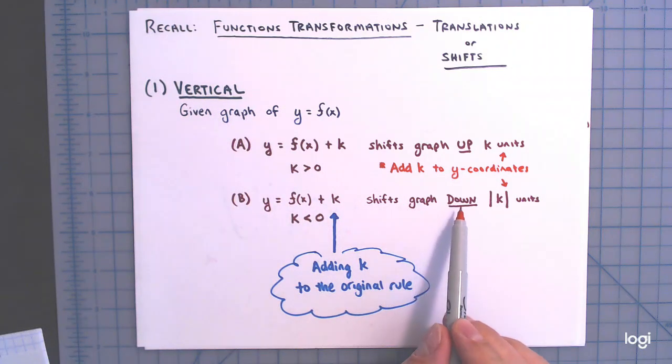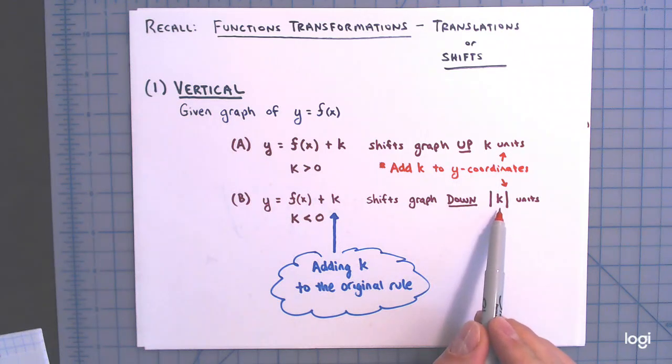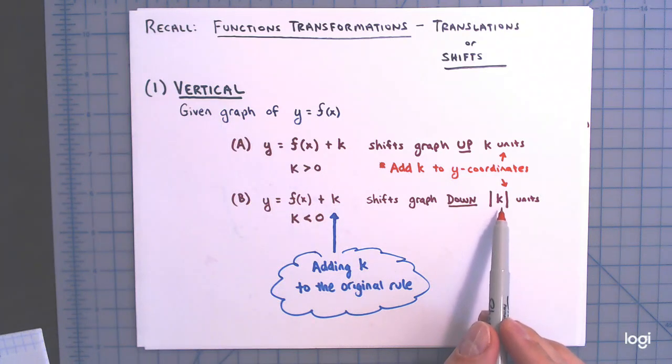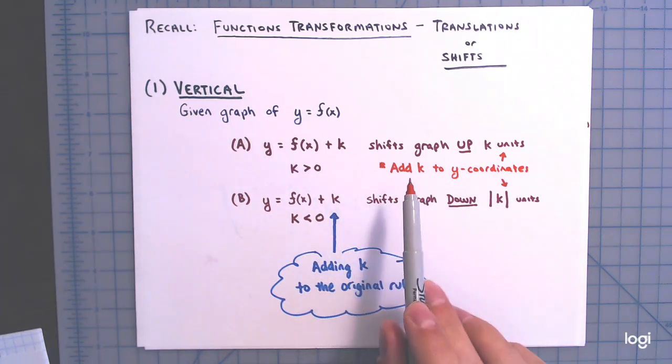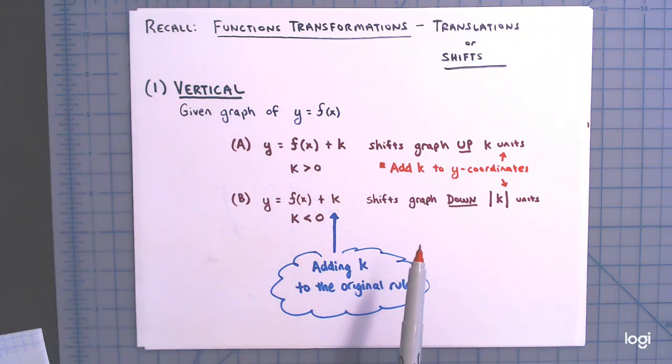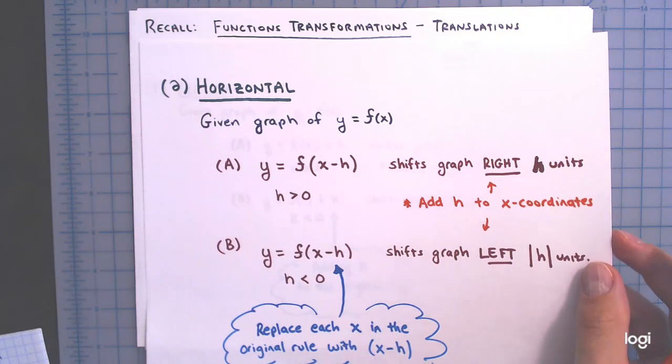that's going to shift the graph down, I say the absolute value of k units, because when you talk about moving a certain distance, that should be a non-negative quantity, so that's why I say absolute value of k. But you just really add k again. You're adding k to all the y coordinates, and if k is negative, that's going to shove everything on your original graph down so many units. So that's again a quick recap of vertical shifts, and then on this next page I have a quick recap of your horizontal shifts.